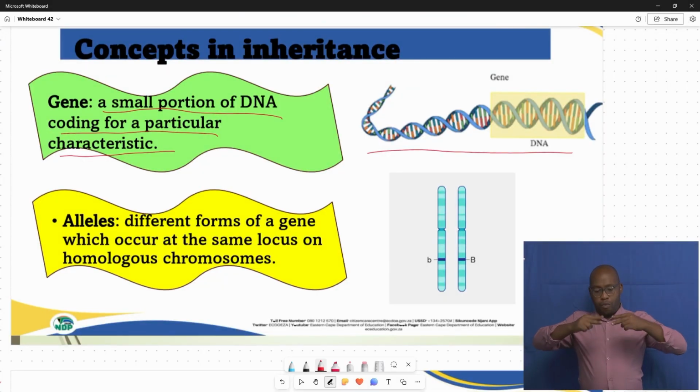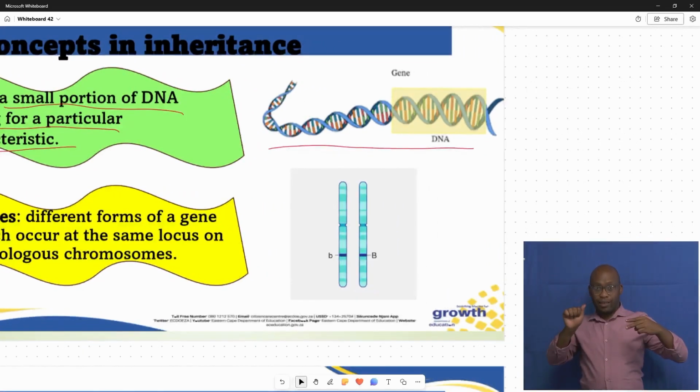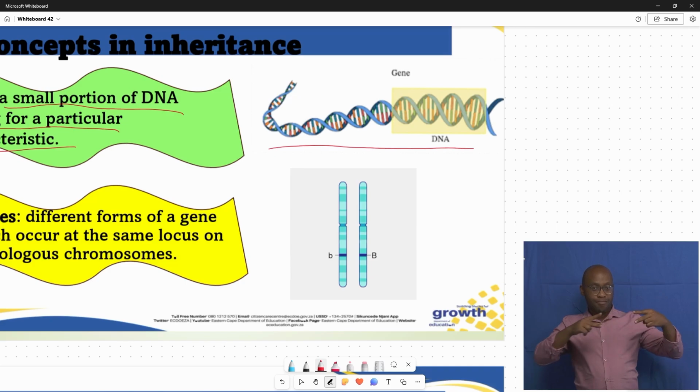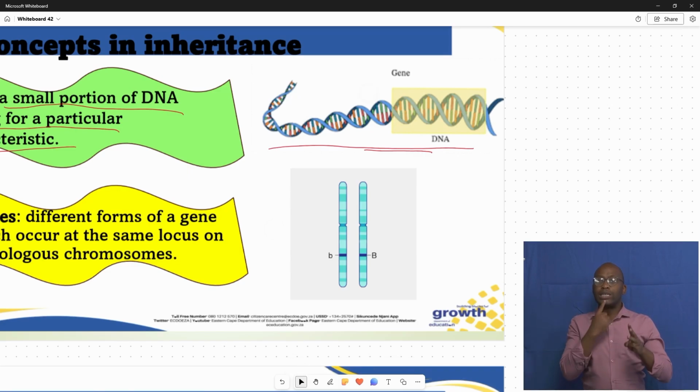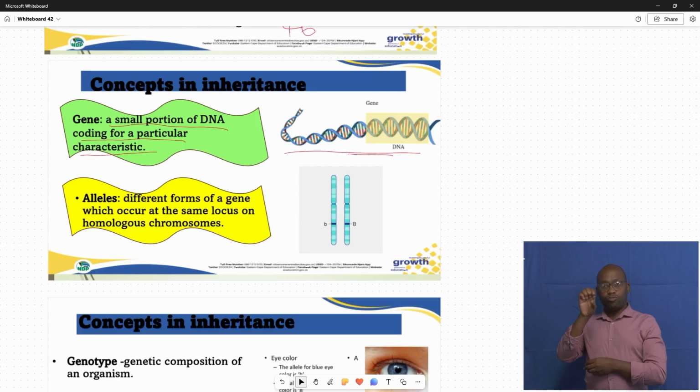Now, how do we define a gene? We say that a gene is a small portion of DNA that codes for a particular characteristic. Here on our right, we have the structure of a DNA molecule, and we know that DNA is a double helix structure. There are segments or portions within this DNA that are called genes, and very importantly, each of these small portions codes for a particular characteristic.